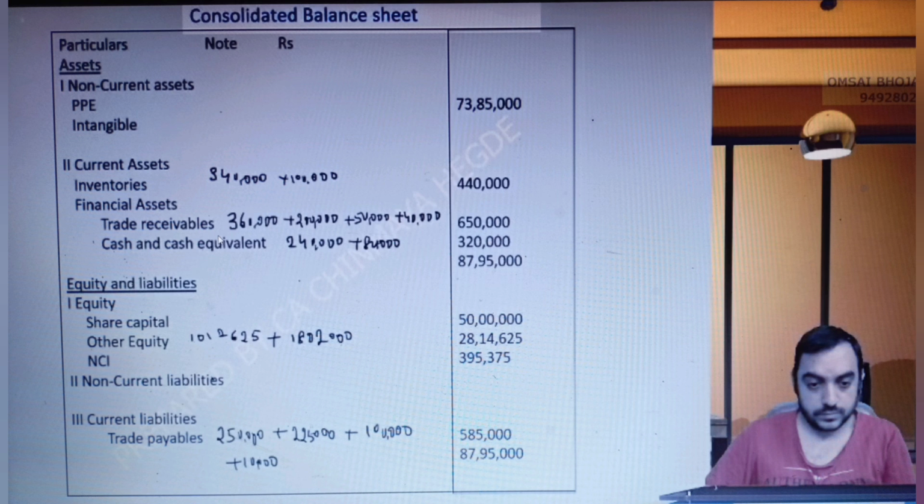Okay, let's prepare balance sheets. For the balance sheet, let's do one working on PPE because quite a few adjustments are there. PPE: holding, subsidiary, adjustments, net. Let me write holding first.